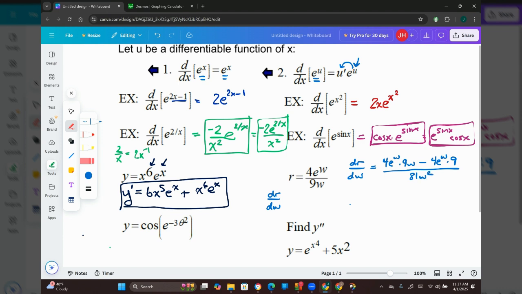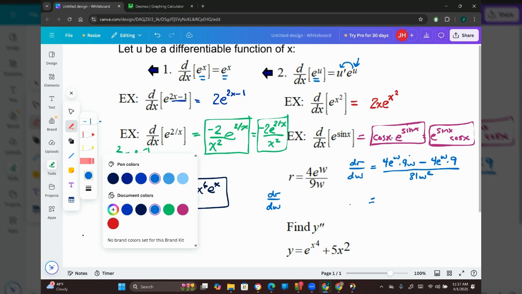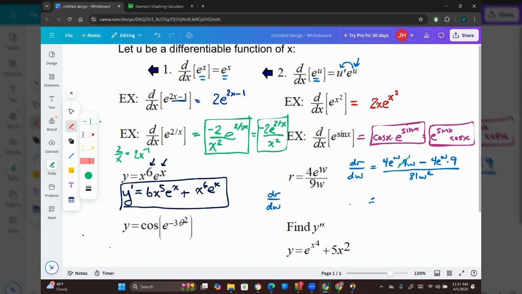Now, I am going to have to reduce this. Everything is divisible by 9, so let's cancel out some 9s here. 9's gone here, 9 is gone here, and I cancel a 9 from here. I'd be left with 9. And I'm going to get basically 4e to the w times w minus 4e to the w all over 9w squared. There is my derivative of r in terms of w.